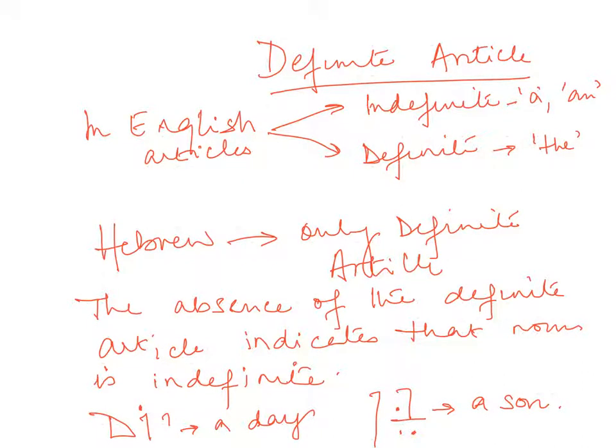You see, in Hebrew, we only have a definite article. There is no concept of an indefinite article. The absence of the definite article indicates that the noun is indefinite. In other words, when you see a word like yom, you see no definite article before it, and therefore you shall conclude that the word yom is indefinite. That means it will be translated as a day. Or ben. Ben does not come with a definite article attached to it in the beginning, and therefore you shall conclude that it is indefinite, or that would mean it is a son.